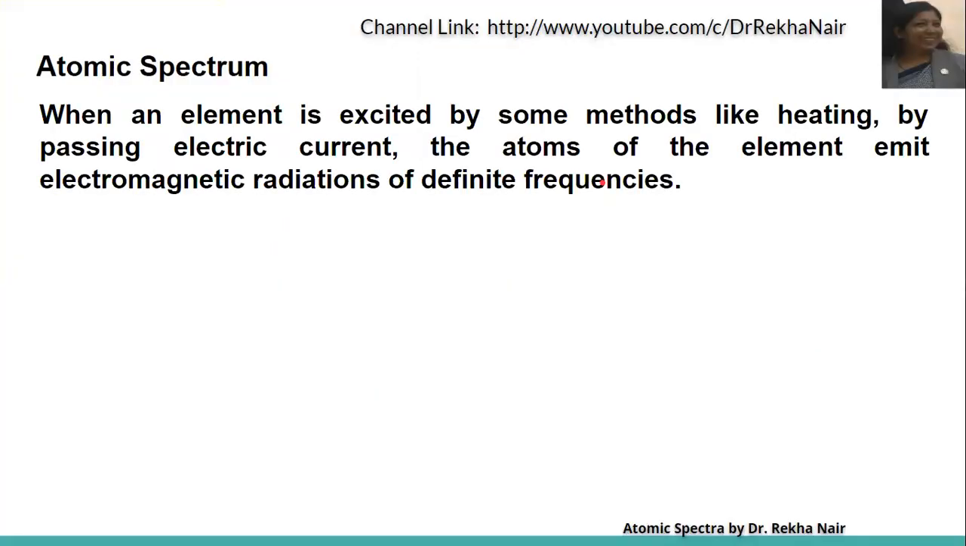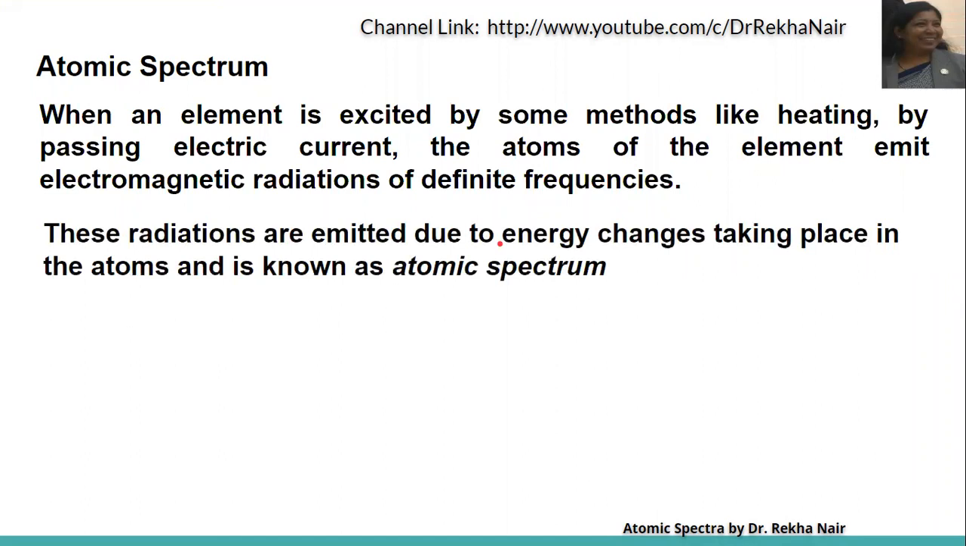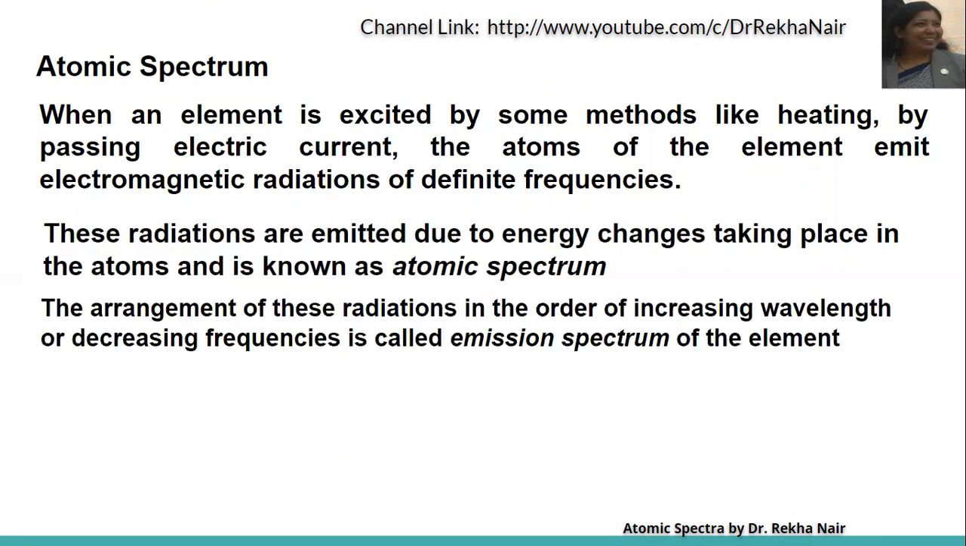When an element is excited by some methods like heating, passing electric current, etc., the atoms of the element start emitting electromagnetic radiations of different frequencies. These radiations are emitted because of the energy changes that take place in the atoms, and we call it atomic spectrum. The arrangement of these radiations in the order of increasing wavelength or decreasing frequency, we call the emission spectrum of the element.